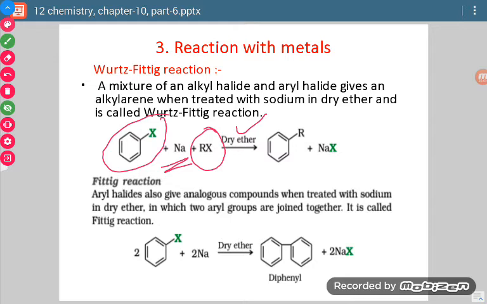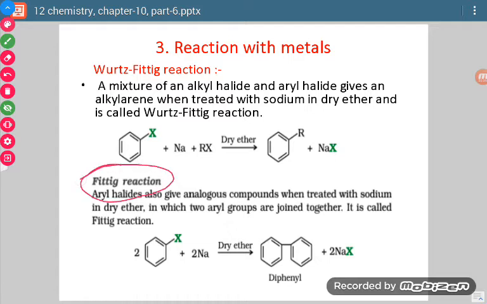So in the presence of dry ether, one alkyl halide and one aryl halide react with sodium, and there is formation of this type of alkyl-substituted benzene. If we have taken CH3Br and we are heating bromobenzene in the presence of sodium, then there will be formation of toluene. The R group will be the CH3 group. Now one more thing comes, the Fittig reaction.